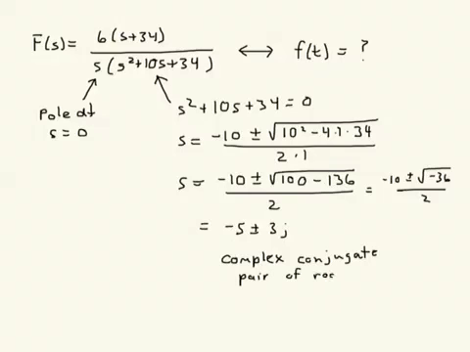We were guaranteed that the roots would be in complex conjugate pairs because all of the coefficients here are real. Okay, so now we have the roots of the denominator of F(s). We have a pole at s equals 0, and we have poles at s equals minus 5 plus and minus 3j. And so now we can use partial fraction expansion.